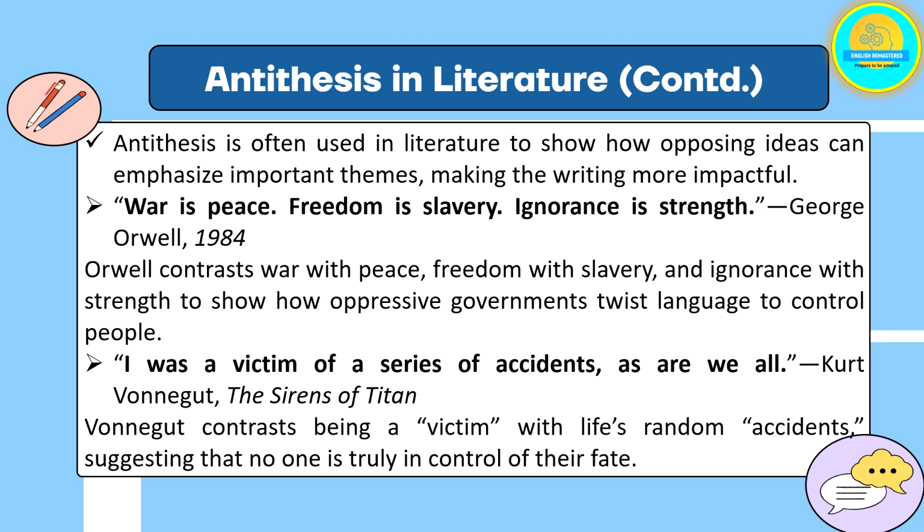Antithesis is often used in literature to show how opposing ideas can emphasize important themes, making the writing more impactful. War is peace, freedom is slavery, ignorance is strength. George Orwell, 1984. Orwell contrasts war with peace, freedom with slavery, and ignorance with strength to show how oppressive governments twist language to control people.